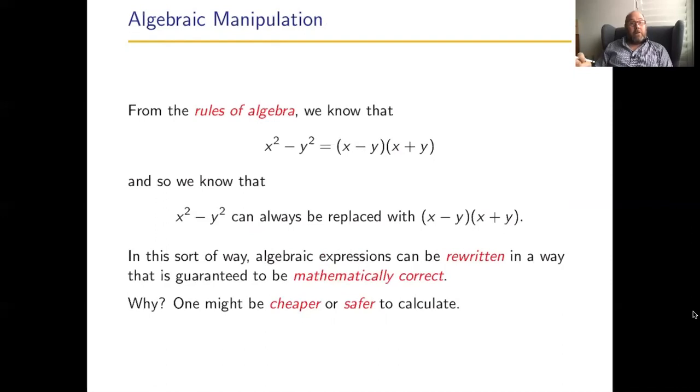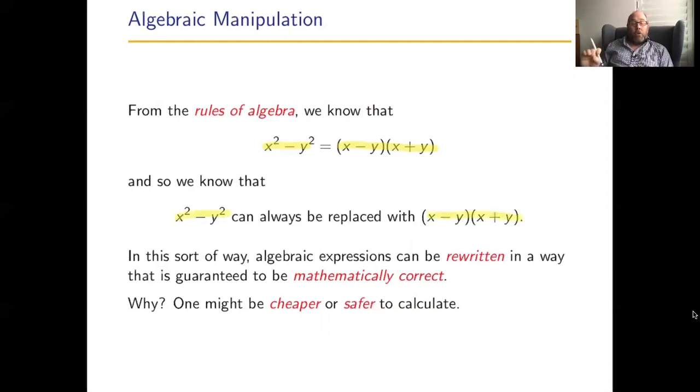Now, the main benefit of algebra is that there are various rules which show you how you can manipulate algebraic expressions. Here's a very, very simple example. x squared minus y squared is equal to x minus y times x plus y. That means that in any calculation or computation, you can always replace x squared minus y squared with x minus y times x plus y.